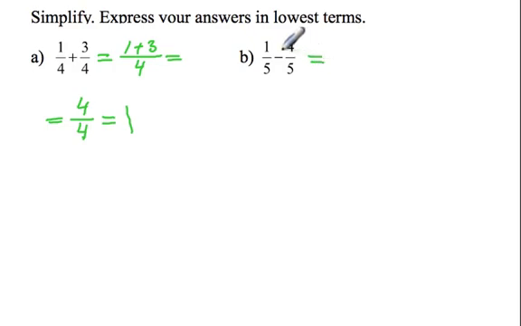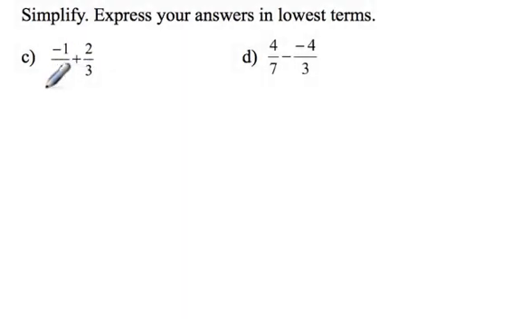Question B, we have 1/5 take away 4/5. Once again, we have the same denominator. Therefore, we can subtract the numerators. 1 take away 4 is -3. So the answer is -3/5.